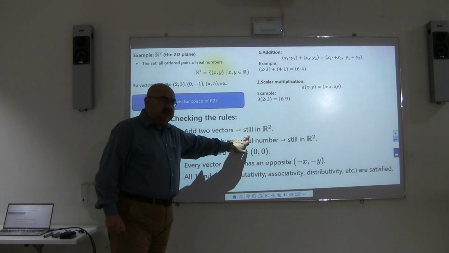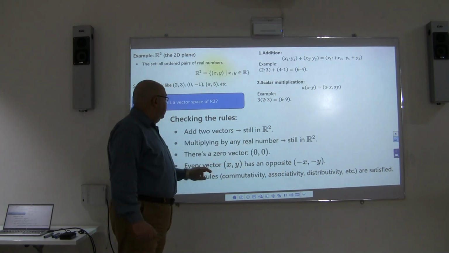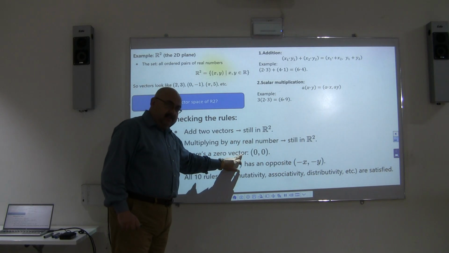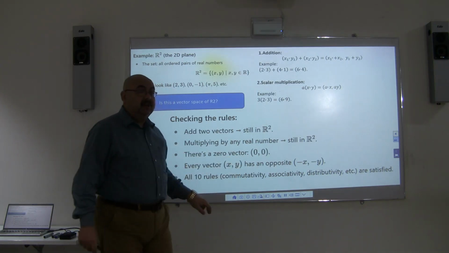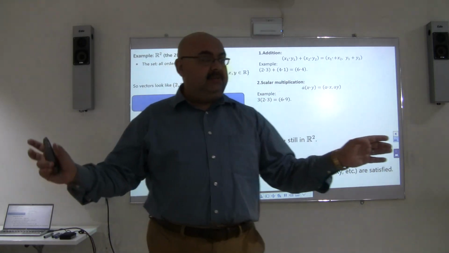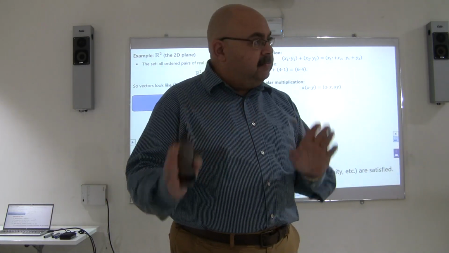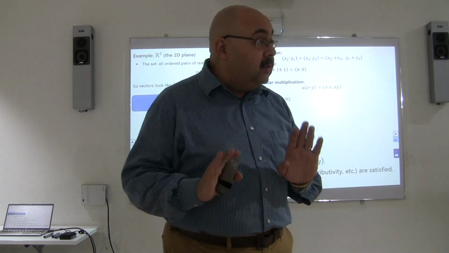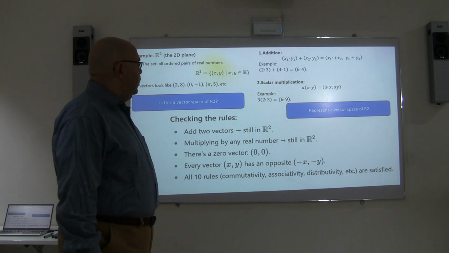So it simply represents a vector space. Add 2 vectors, still in R2. Multiplying by any real number, still in R2. There is a zero vector, still in R2. Any vector has its inverse: (2, 3) is a vector, and (-2, -3) belongs to the set of x and y. So it's a vector space. Okay, done. It represents a vector space of R2.